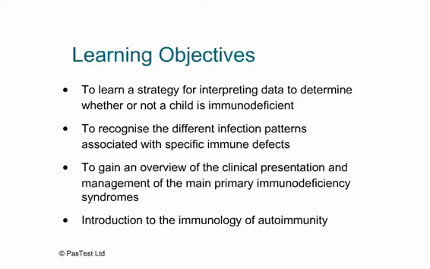And the aims for today's lecture are to learn a strategy for interpreting data to determine whether or not a child is immunodeficient. To recognise the different patterns of clinical presentation different types of immunodeficiency can take. Also to get an overview of the management and some of the pathophysiology associated with the main primary immunodeficiency syndromes. And finally, we'd like to have a brief introduction to some of the immunology behind some autoimmune diseases.